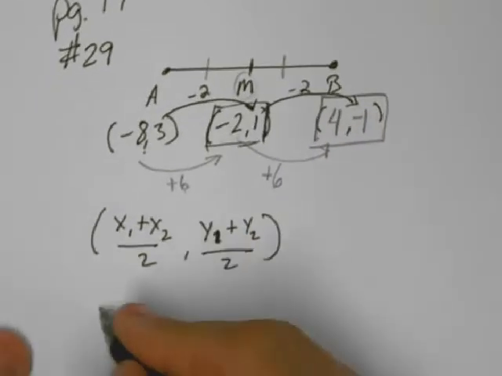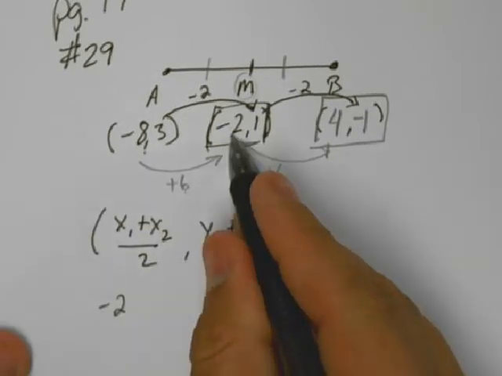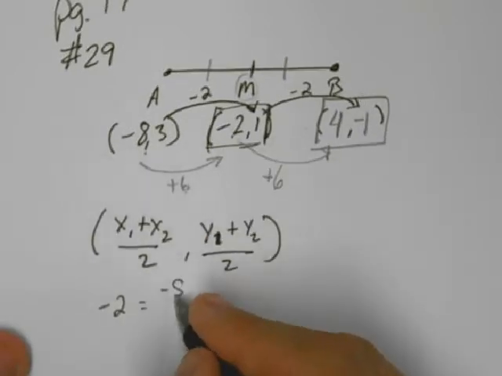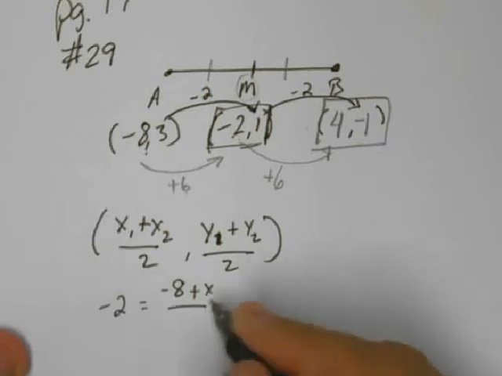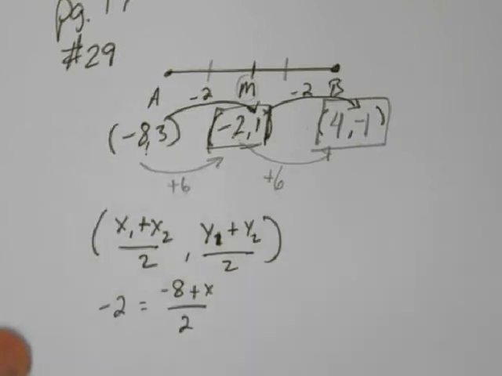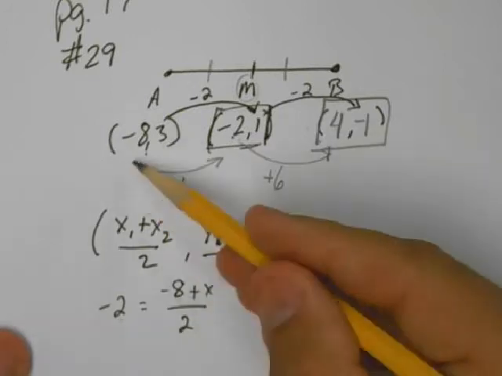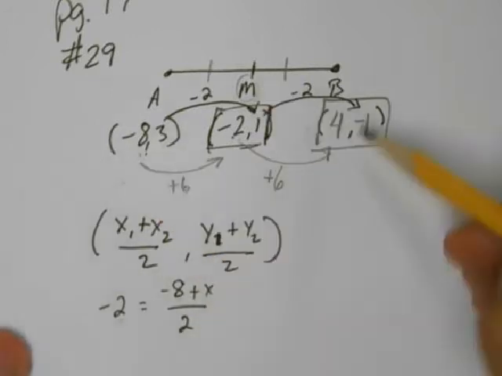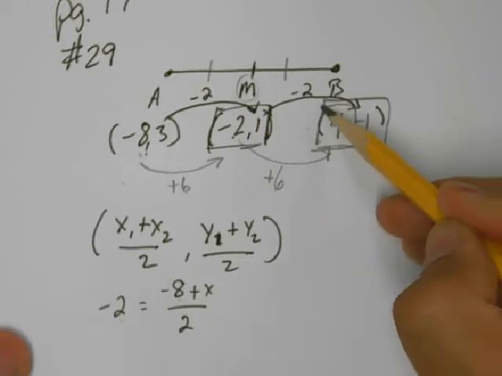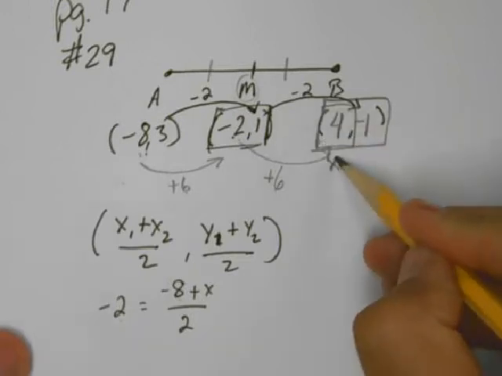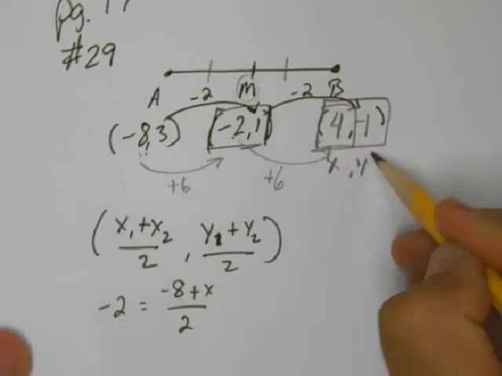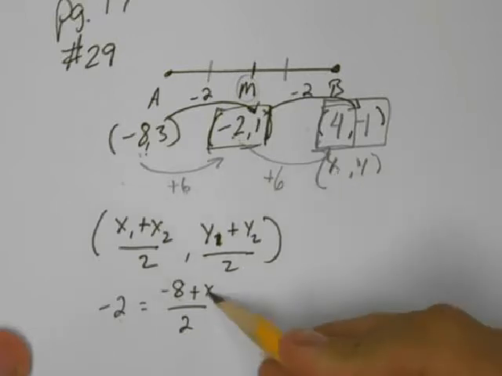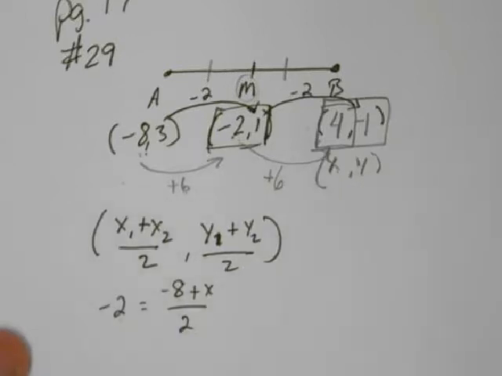Watch this. -2, the midpoint value, is equal to (-8 + x) over 2. All right, let me explain. That's the midpoint value for x. That's -8, the x of A. What we don't know, now we know the answer is 4, but I'm doing it another way, is our unknown. So that x goes there, and we divide it by 2 because it's the midpoint. Does everyone see how I set that equation up?